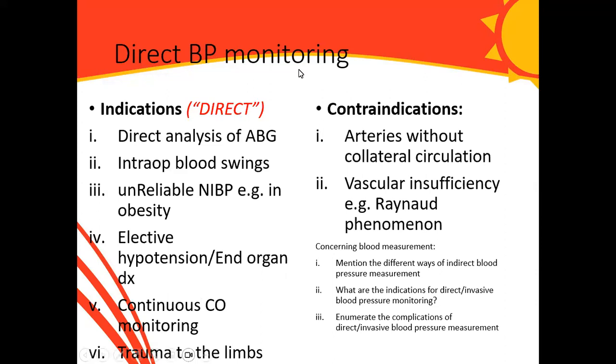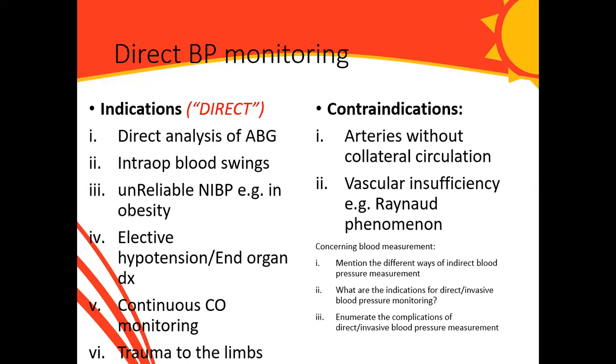The second way of monitoring the blood pressure is the direct, or invasive, method. Invasive monitoring requires arterial cannulation. And a lot of times, when you ask what are the indications for direct blood pressure monitoring, you want to talk about regular sampling for analysis of your ABG.